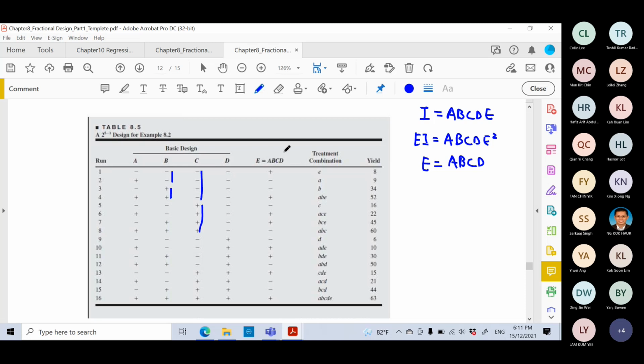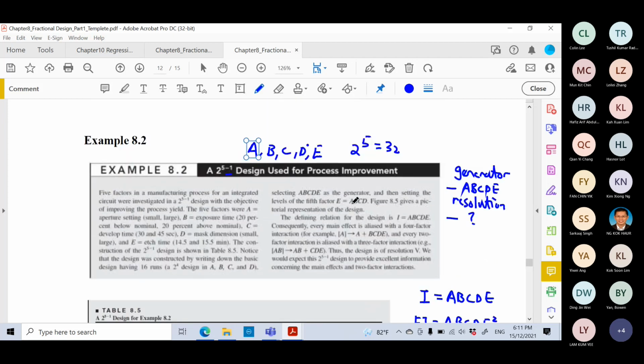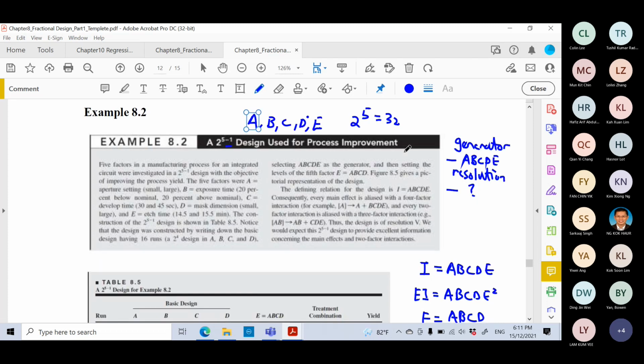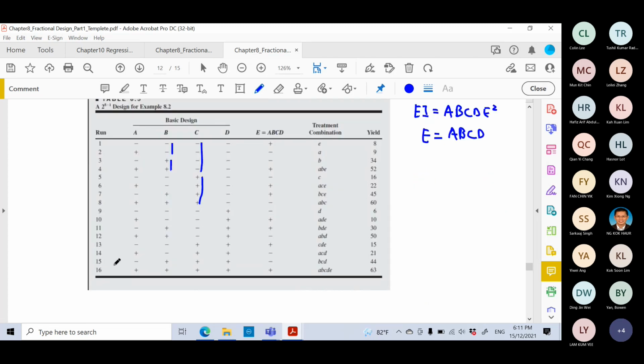So it means that the experimenter only runs the following treatment combinations. They do not run completely 32. Here is 2 power of 5, you have 32 runs. They only run half of them. 1/2 of them means that they only run 16 of them, from 1 until the 16. So you only run these here.